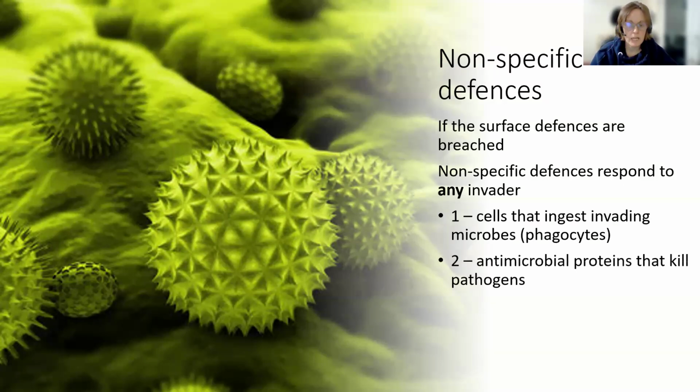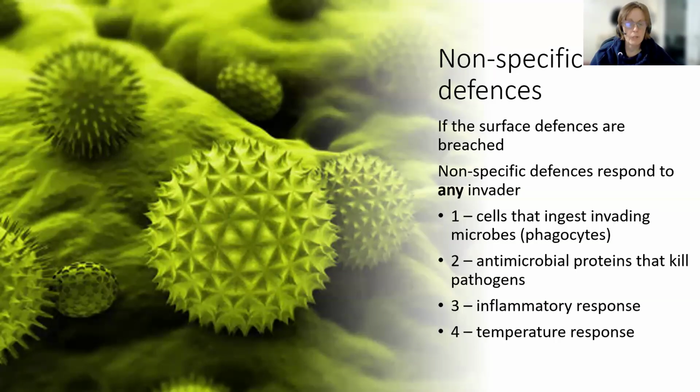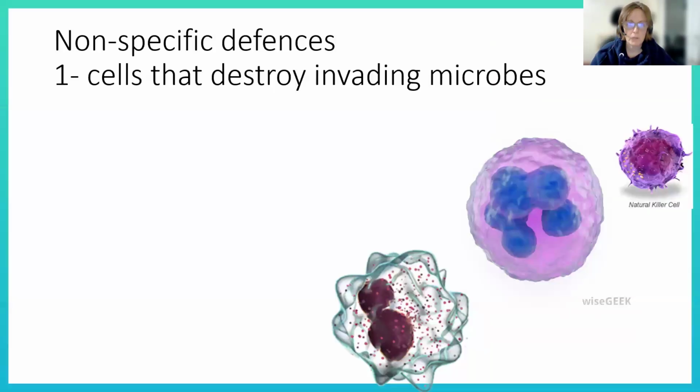We can produce antimicrobial proteins that kill pathogens. We're going to have a look at that. We can raise an inflammatory response, so inflammation, and we can have a temperature response. So all of this is stuff that we can do, 4 things that we can do when we get invaded by something and we don't know what it is yet. So phagocytose it, kill it with antimicrobial proteins. We can raise the inflammation response and raise the temperature response.